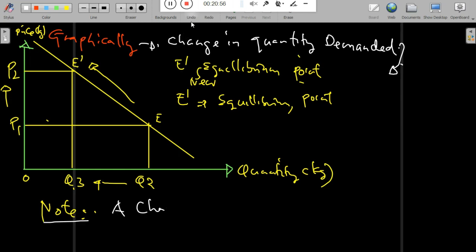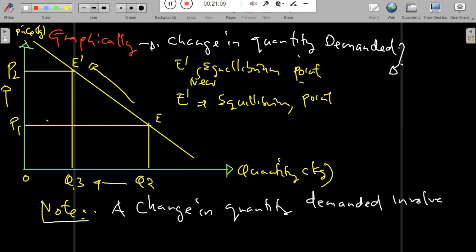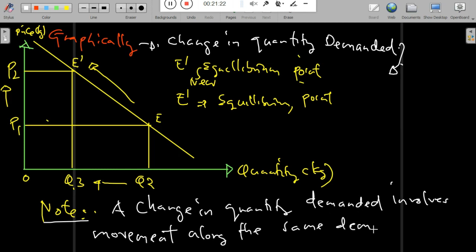This means that any change in the price level brings a change in quantity demanded. When the price changes from P1 to P2, we expect the quantity demanded to shift from Q2 to Q3. So the equilibrium point shifts to the new equilibrium level, point E prime.